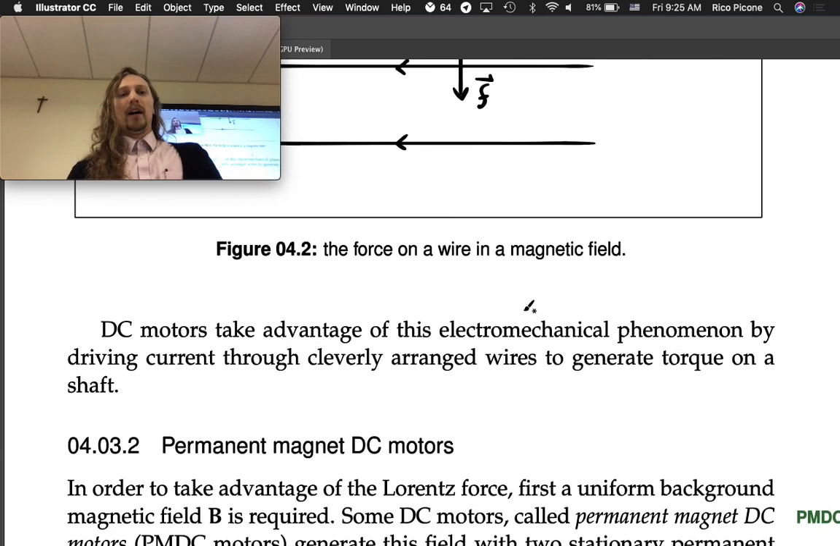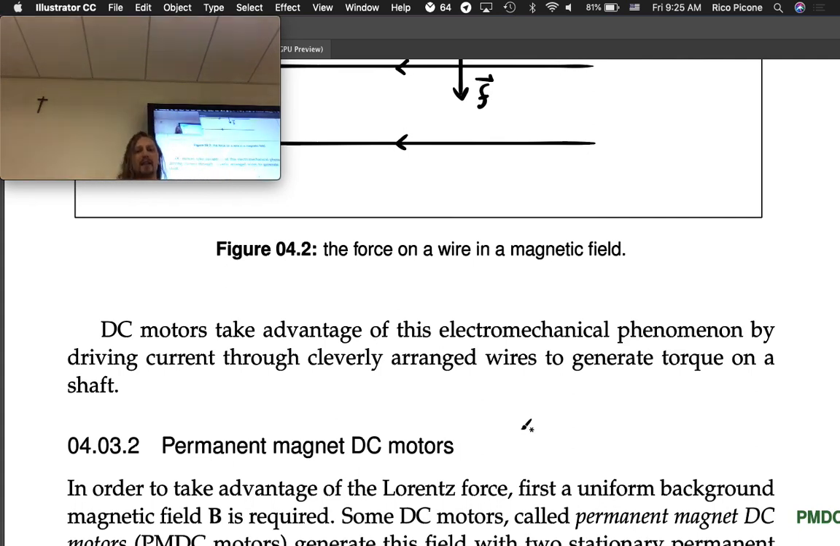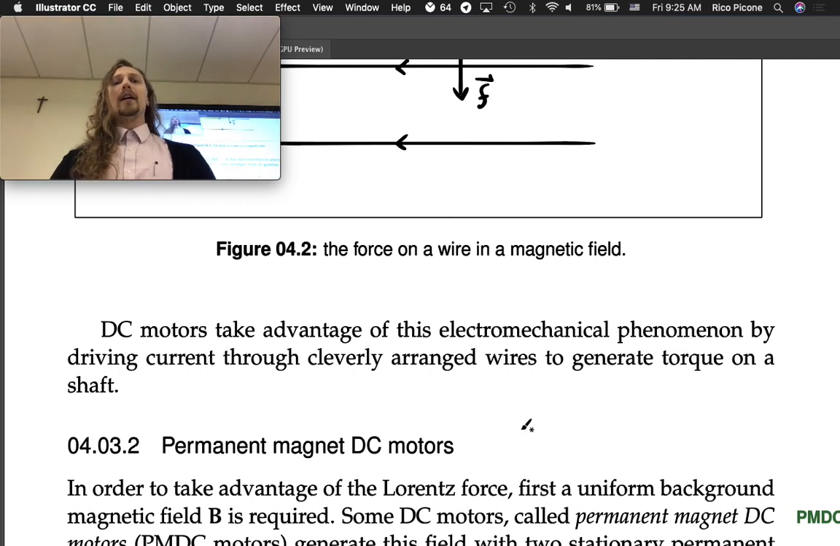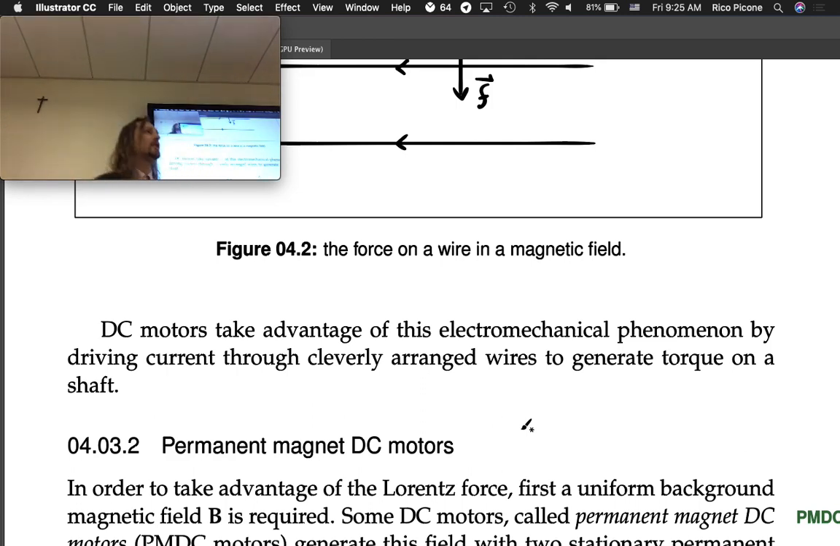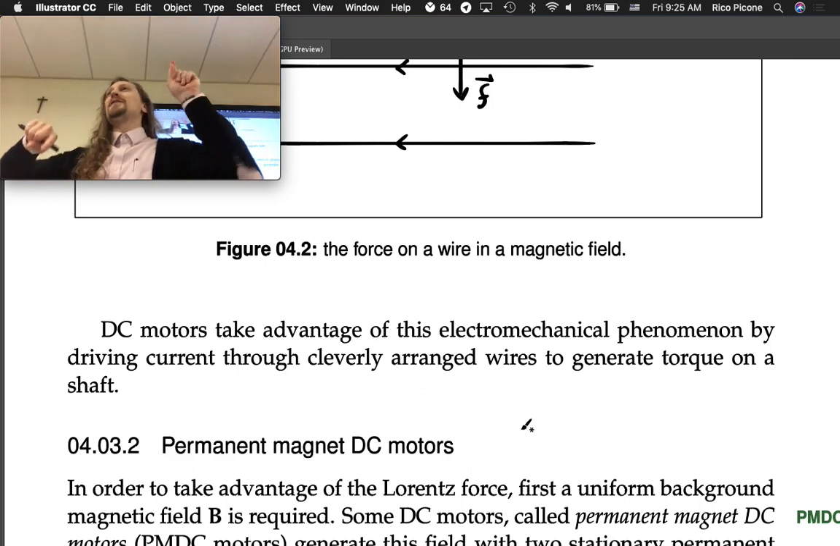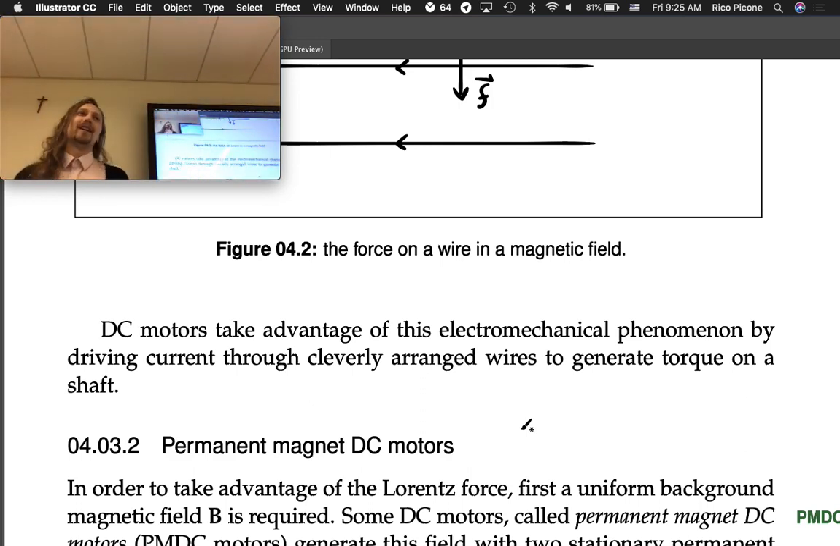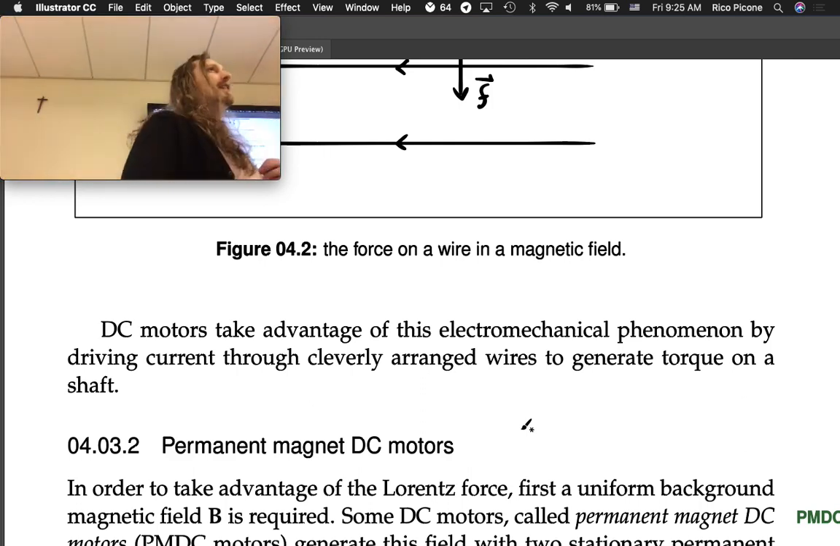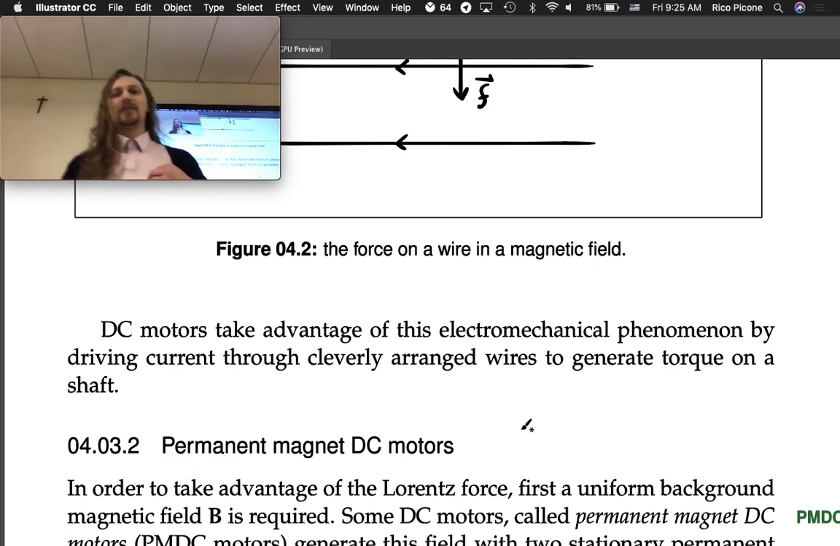Okay. DC motors take advantage of this electromechanical phenomenon by driving current through cleverly arranged wires to generate torque on a shaft. Okay, so we're going to have this background uniform field. We're going to drive current through the wires that are in it, and then we're going to use that force, Lorentz force, that accumulates on the wires to drive mechanical rotation.